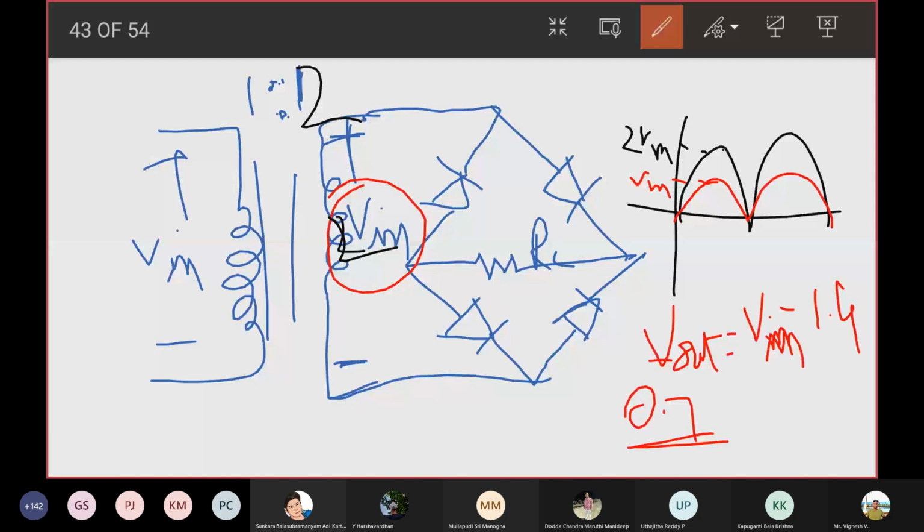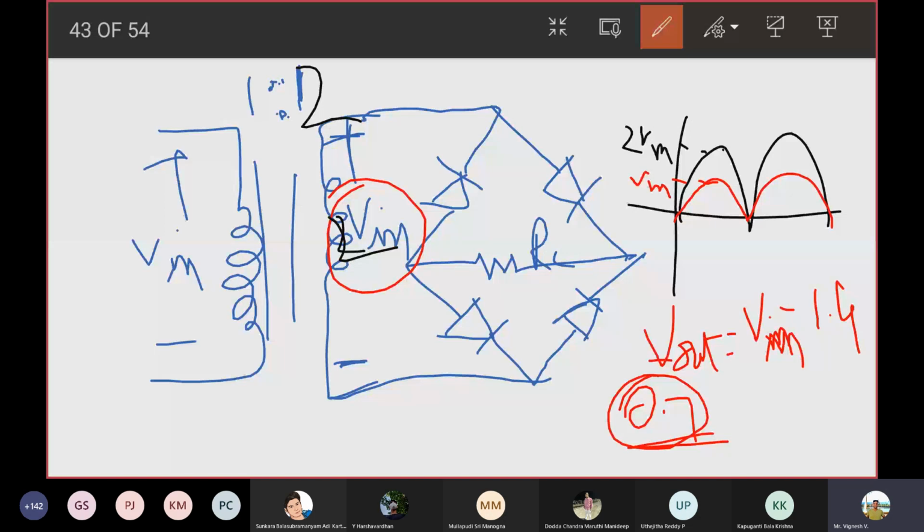Again, it depends on what input value you're taking. If you take the input value as 1 volt, then the difference would be only 0.5, right? So in that case, the 0.7 difference would look like a bigger number. But I'm just telling you, for all practical cases, it is much better to use a bridge rectifier when compared to a center tap full wave rectifier.